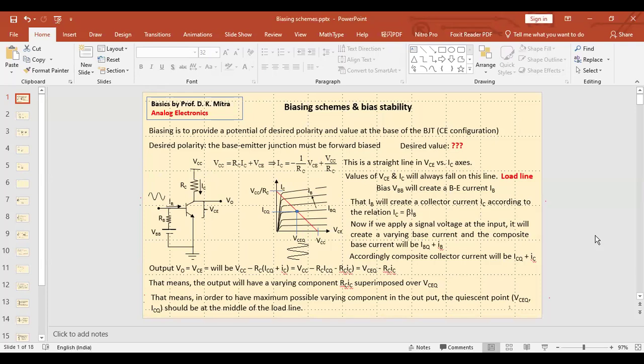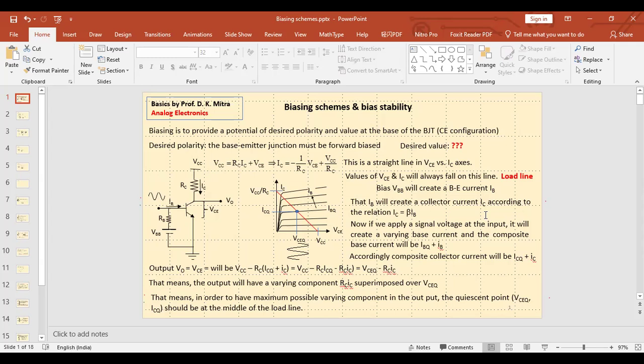Please recollect that last lesson we discussed what is biasing. Let us just recapitulate. Biasing is actually providing a required potential to the base of the BJT or to the gate of a FET so that we get the maximum possible output AC swing and the BJT amplifier works appropriately.